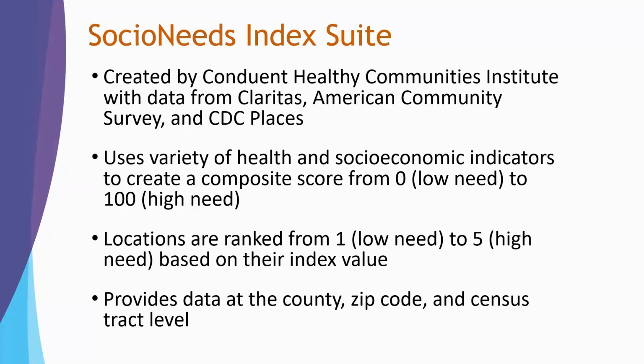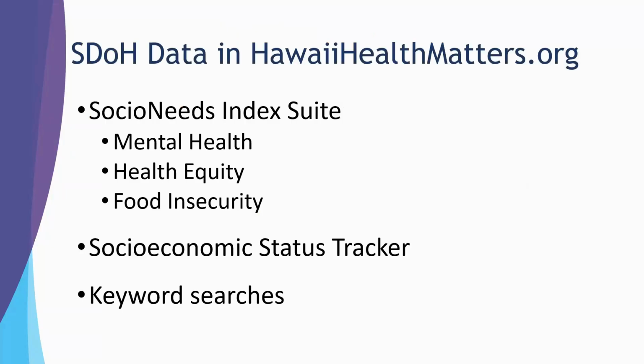So these scores are calculated for the different geographies across the nation by county, zip code, and census tract, and then ranked from 1 to 5, low to high, according to their index value. And we'll take a look at what those look like during the demo. I also mentioned the additional resources around social determinants of health in Hawaii Health Matters. So we'll look at the socioeconomic status tracker and do some keyword searches.